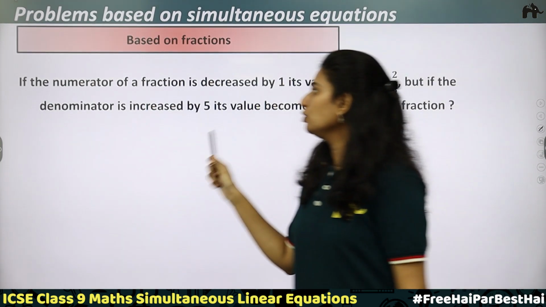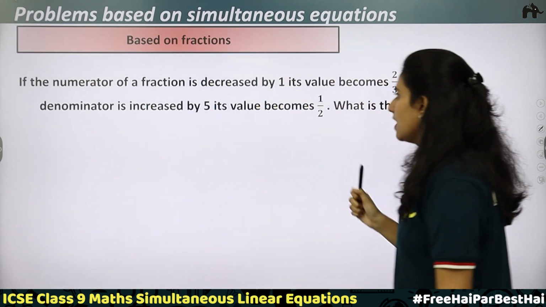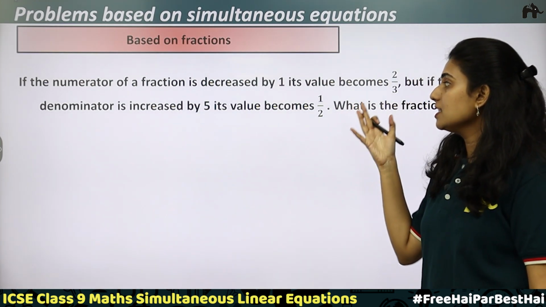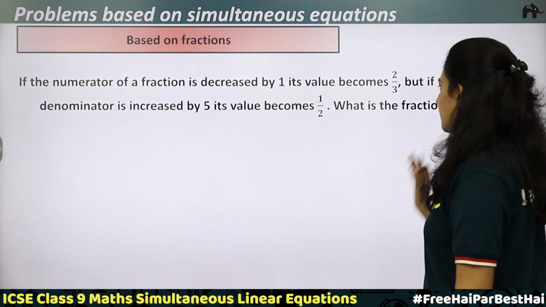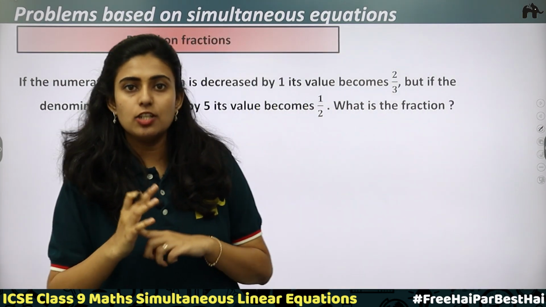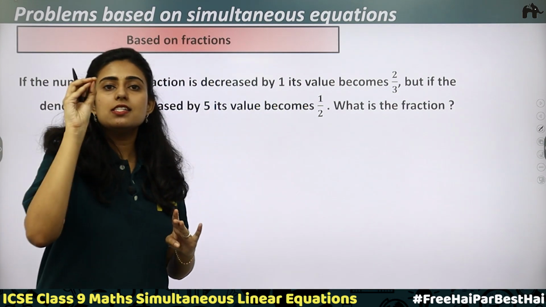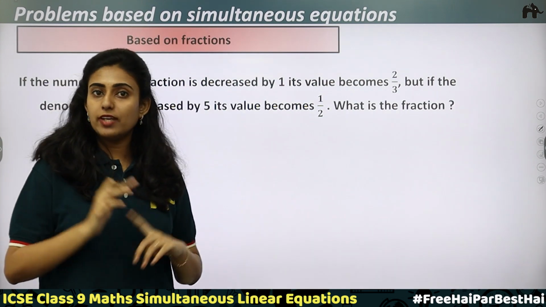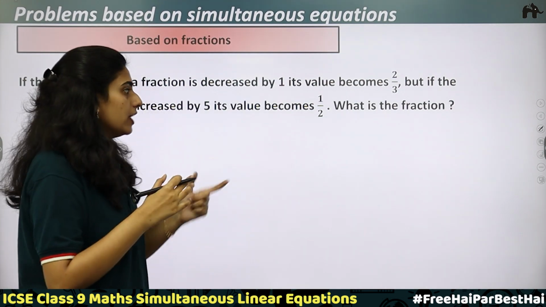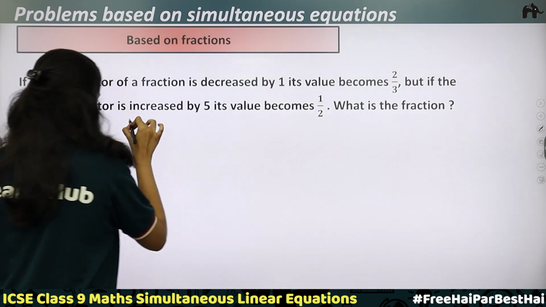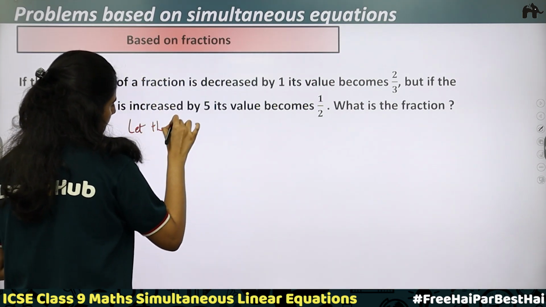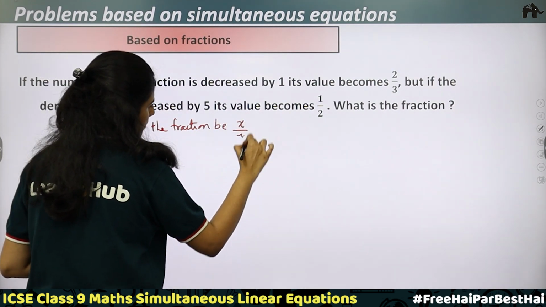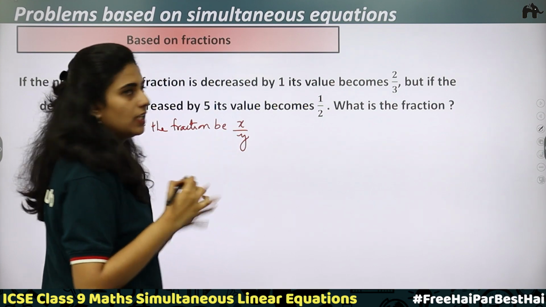Take this example. If the numerator of a fraction is decreased by 1, its value becomes 2 by 3. But if the denominator is increased by 5, its value becomes 1 by 2. What is a fraction? In a fraction, you will be having a numerator and denominator. These are unknown values. Unknown values will be represented with variables and we'll find the variable values to get the fraction. Let the fraction be x divided by y. Numerator is x and the denominator is y.